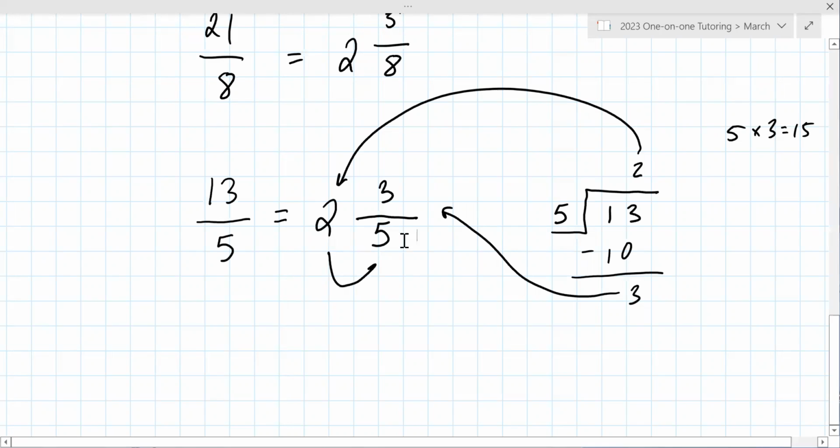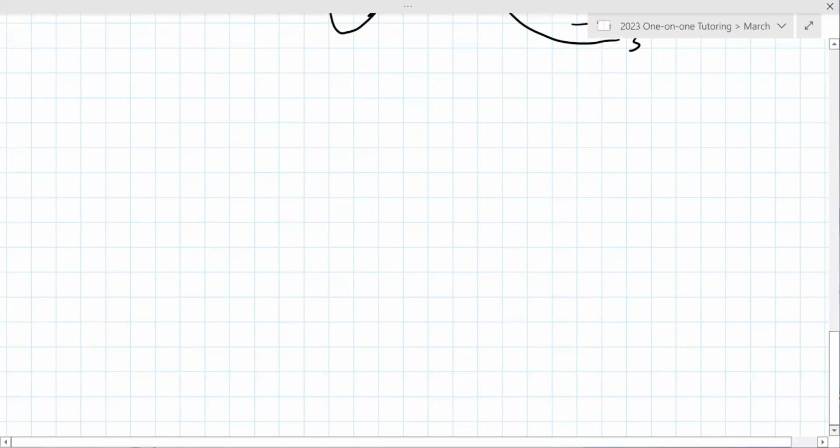Do you see where all the numbers went? We had to divide over here on the right. The number on top becomes the whole number. The remainder is the numerator. Yes. Okay, so we're going to do another one here.